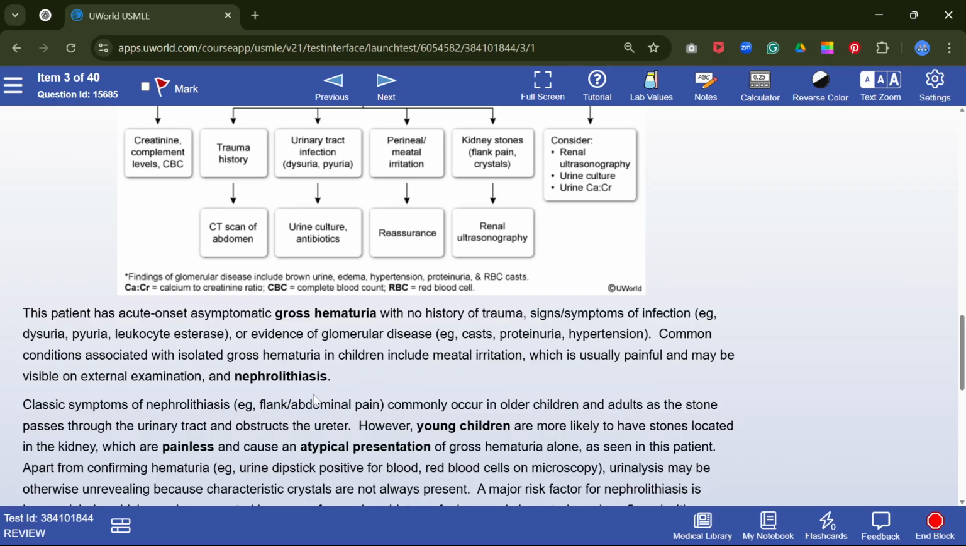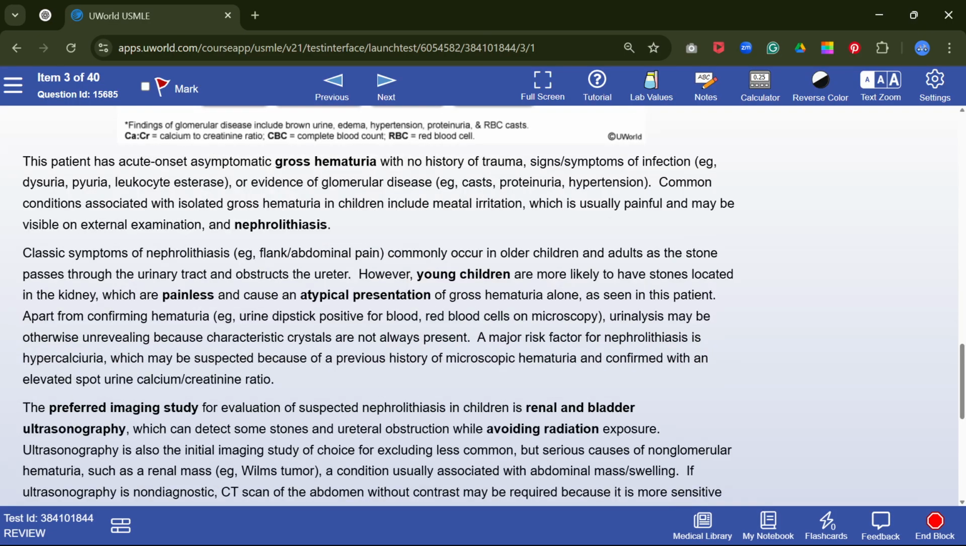And nephrolithiasis. The classic symptom of nephrolithiasis is flank or abdominal pain, commonly in older children and adults, as the stone passes through the urinary tract and obstructs the ureter. However, young children are most likely to have stones located in the kidney, which are painless. So in young children, a stone in the kidney is painless and can cause an atypical presentation like gross hematuria, as seen in this patient.